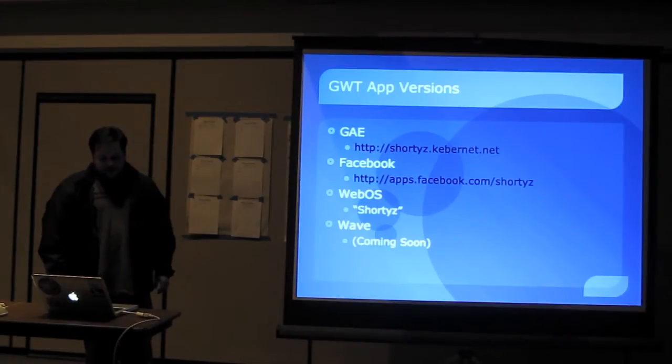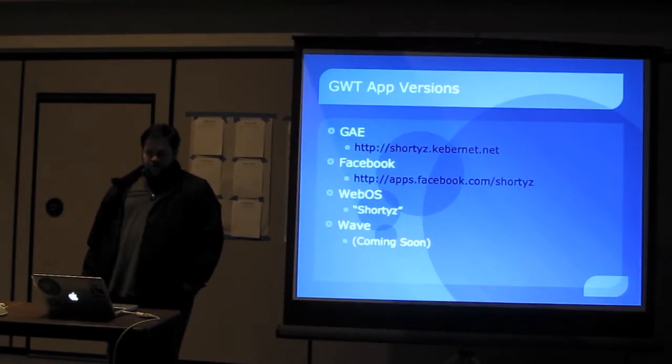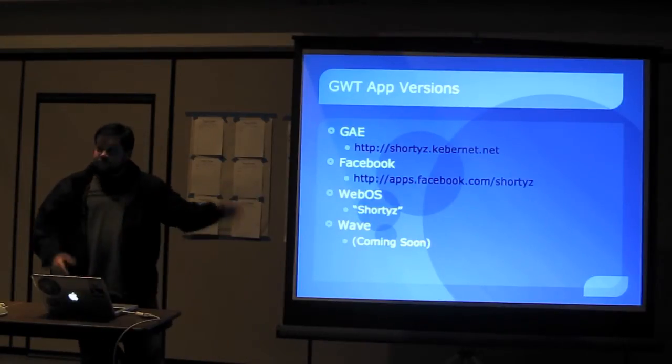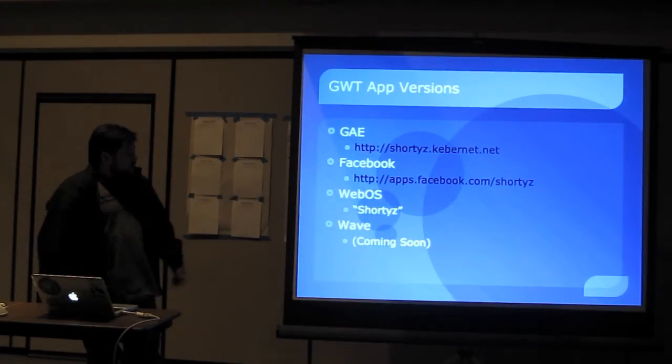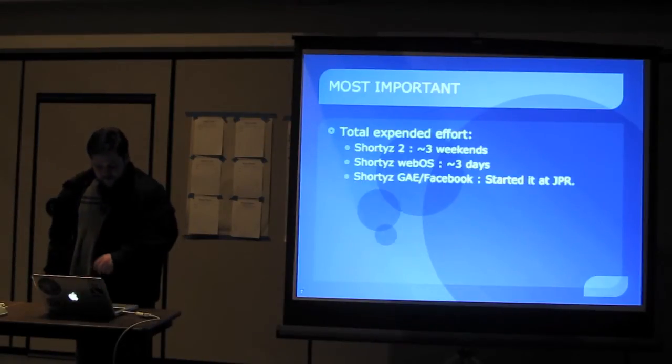So here are the URLs. The Google App Engine version is shorties.keybernat.net. The Facebook version is apps.facebook.com/shorties. That is still extreme beta. The WebOS version is in the App Catalog as Shorties. The Android version is of course available. Wave coming soon. I actually haven't dealt with getting the gadget stuff working.